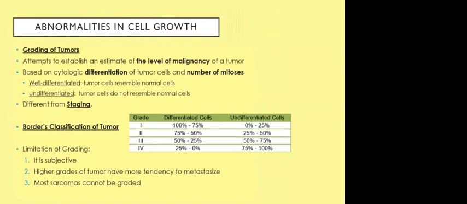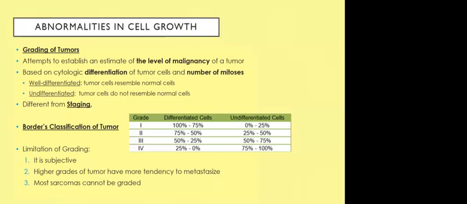But of course, each of these guides has its limitations. So for this type of classification that we are using for grading our tumors, the following are the limitations. Number 1, it is subjective. So it will depend on the readings of the pathologist. And yes, it can vary from one section to another depending on which part the pathologist checked. So in other areas, the number of undifferentiated cells can be increased.